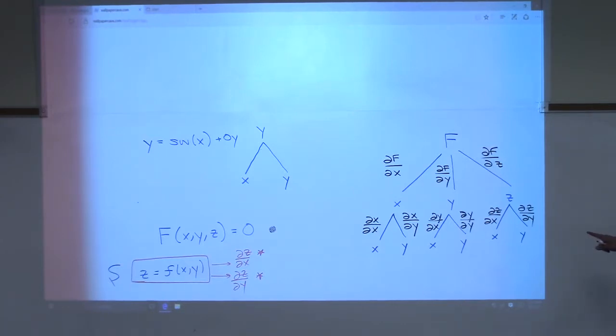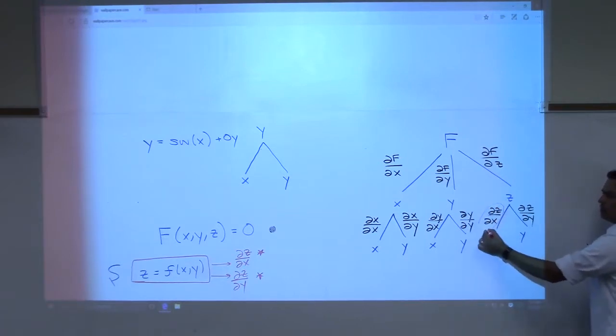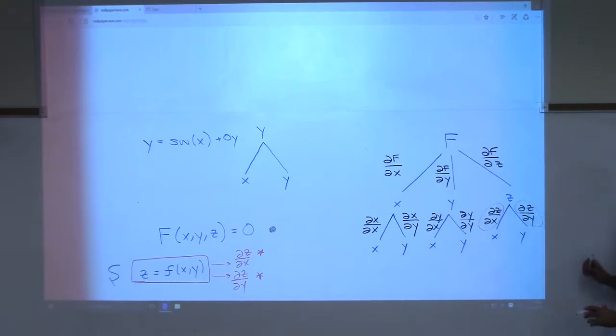Partial Z with respect to X. Yes. See it right here? Partial Z with respect to Y, you see it right here? They're in this table, aren't they? Now, I'm going to do something.